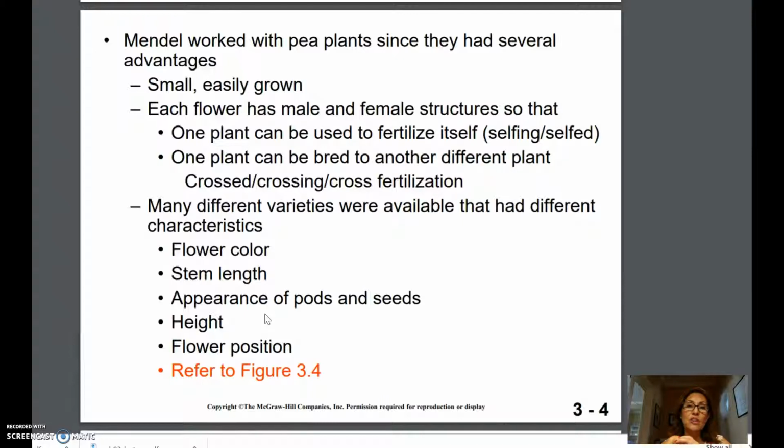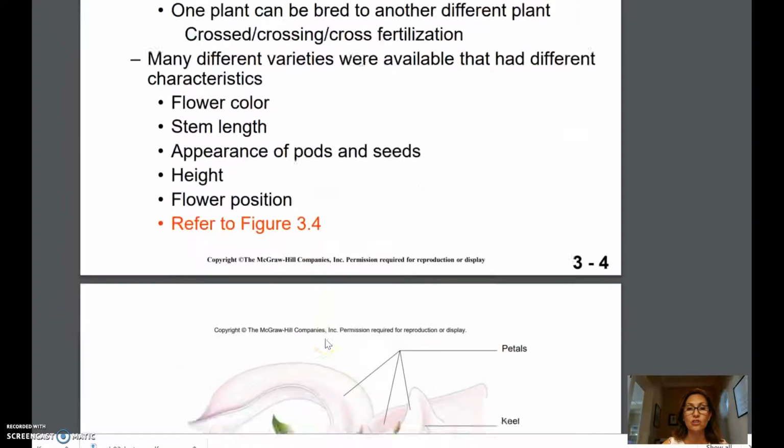And the variables that Mendel looked at were flower color, stem length, tall or short, how the pea pods looked, whether the pods were inflated and smooth or kind of lumpy, the height of the plant, flower position, and so forth.